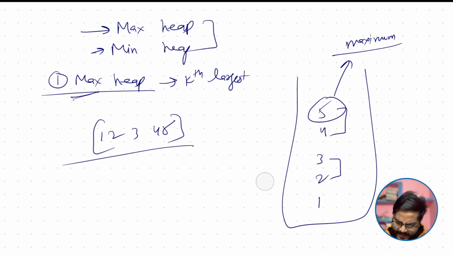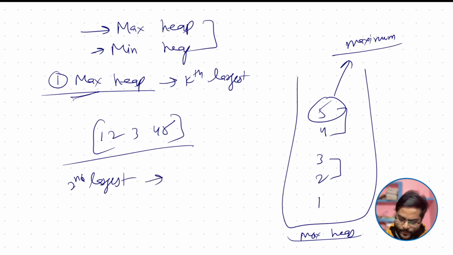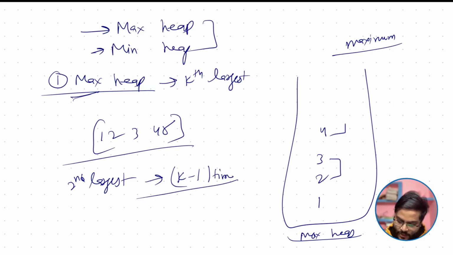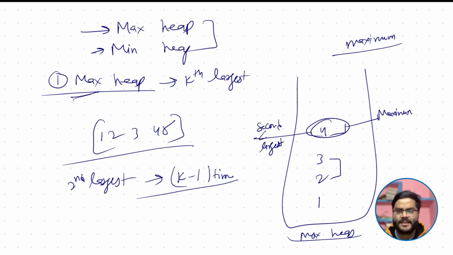Now let's assume that this is our max heap. So how can you find the kth largest? I want to find second largest. Just pop from the heap k minus 1 times. That means pop one time. If you pop one time, now 4 is the maximum. So this will be our second largest, or we can say kth largest.